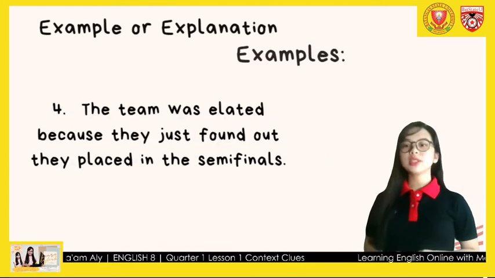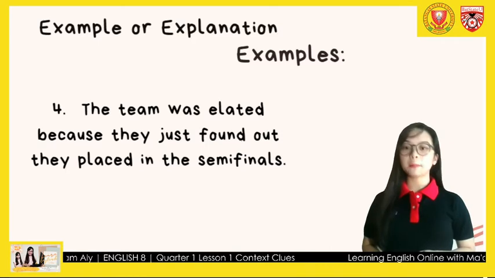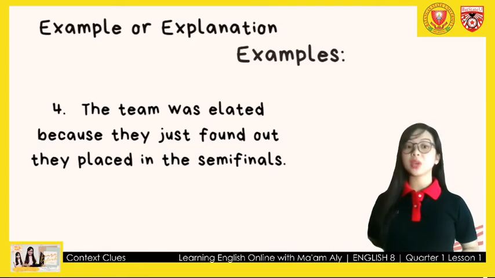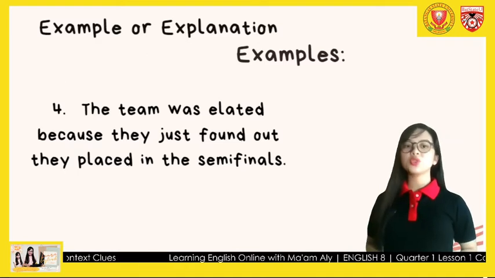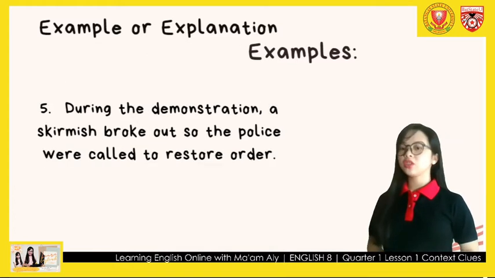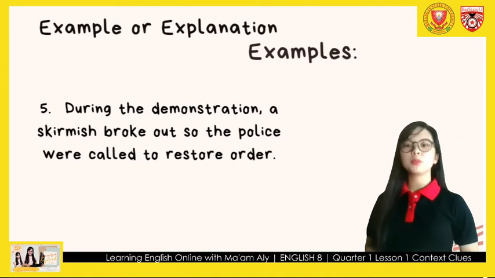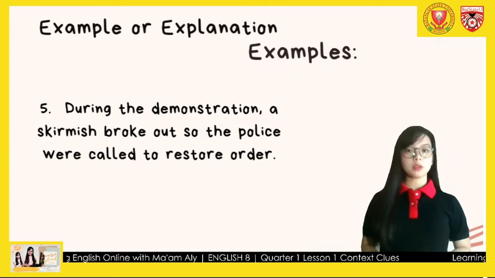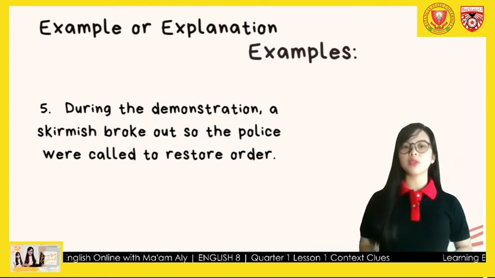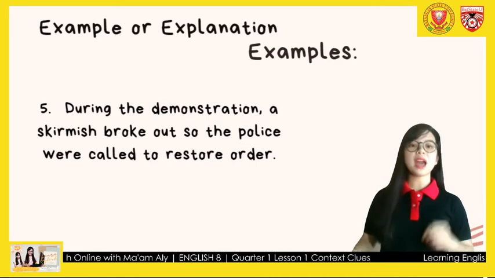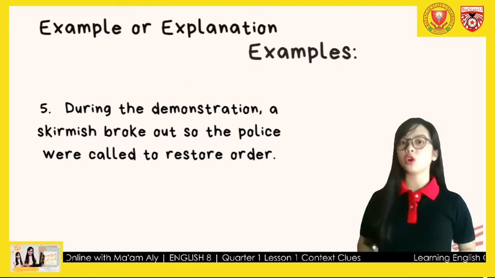The team was elated because they just found out they placed in the semifinals. During a contest, one of the reasons why a team would be very happy is when they ranked as one of the winners. During the demonstration, a skirmish broke out so the police were called to restore order. In this example, the word skirmish means episode of irregular or unpremeditated fighting. So when a skirmish broke out, police officers are called to rescue.